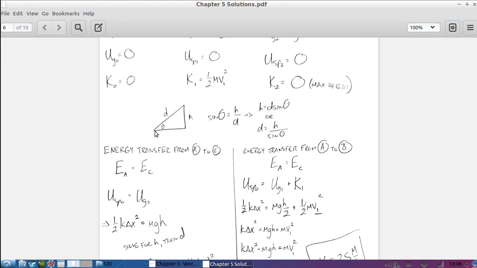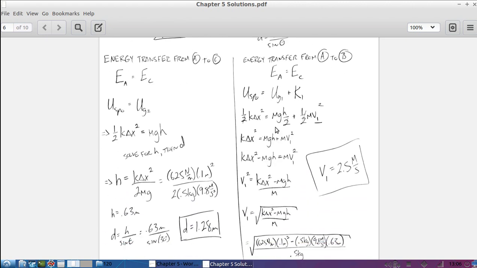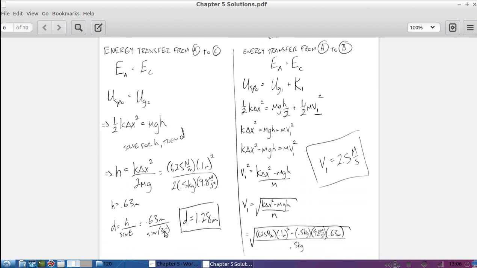But I'm asked for d. I'm asked for the distance up the incline, so I'm going to plug 0.63 meters here, plug 30 degrees in for theta, and we see that the distance it travels up the incline is 1.28 meters. Again, I know that energy is conserved. There's no work being done by an external agent, so I can just set the energy at point A equal to the energy at point C. Don't care about what's happening in between. I know all the energy the system has initially has to equal the energy that the system has finally.